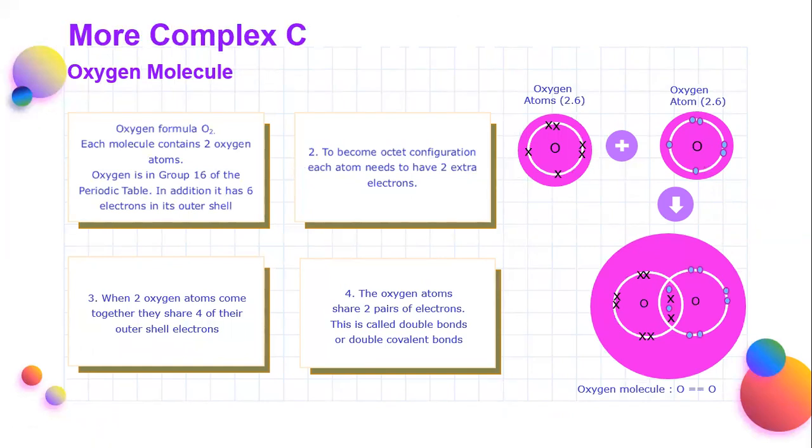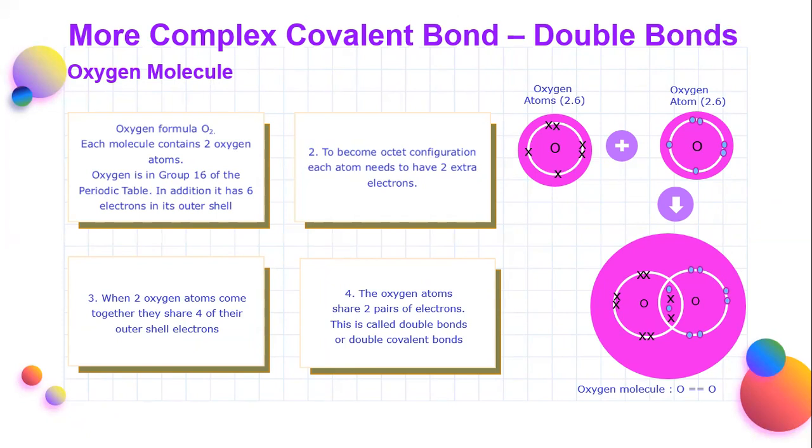Let's look into the more complex covalent bond, or what is also called a double bond. For oxygen, the formula is O2, and each molecule contains two oxygen atoms. As you already learned in the periodic table, oxygen is in group 16, and it has 6 electrons in its outer shell. To achieve the octet configuration, oxygen needs 2 extra electrons.